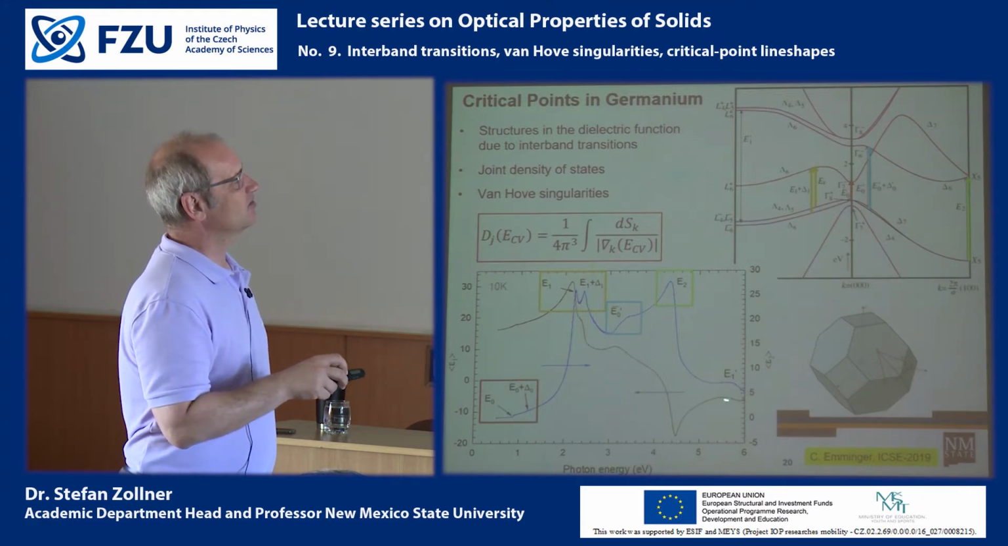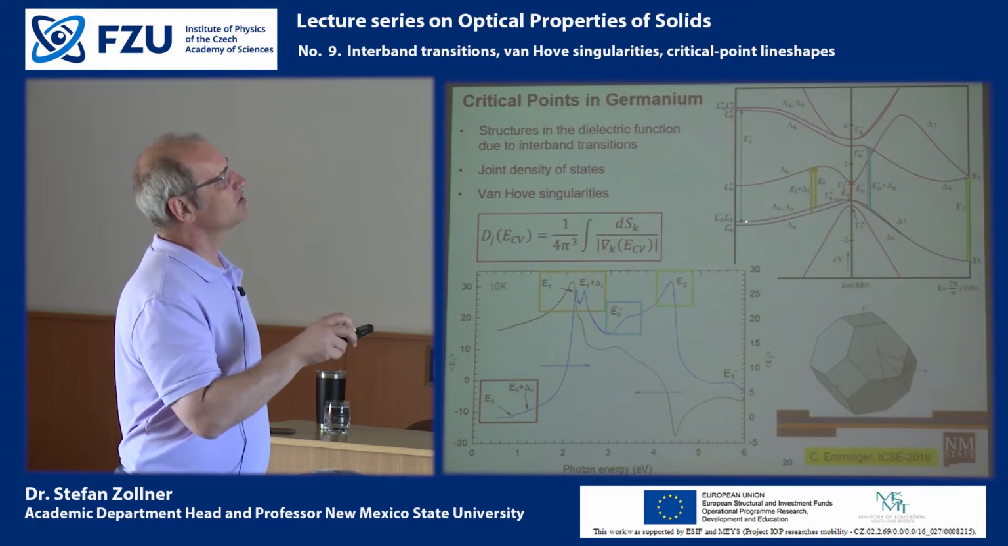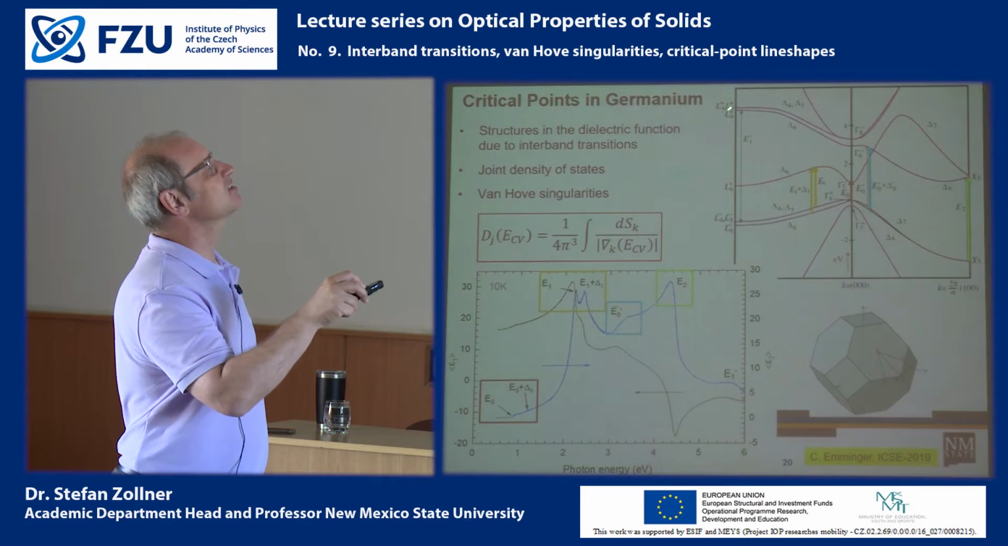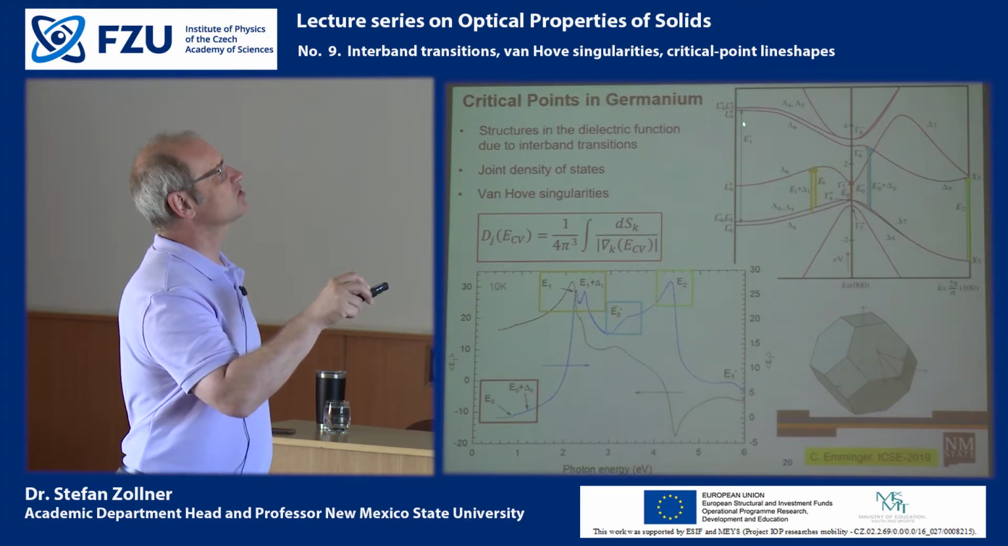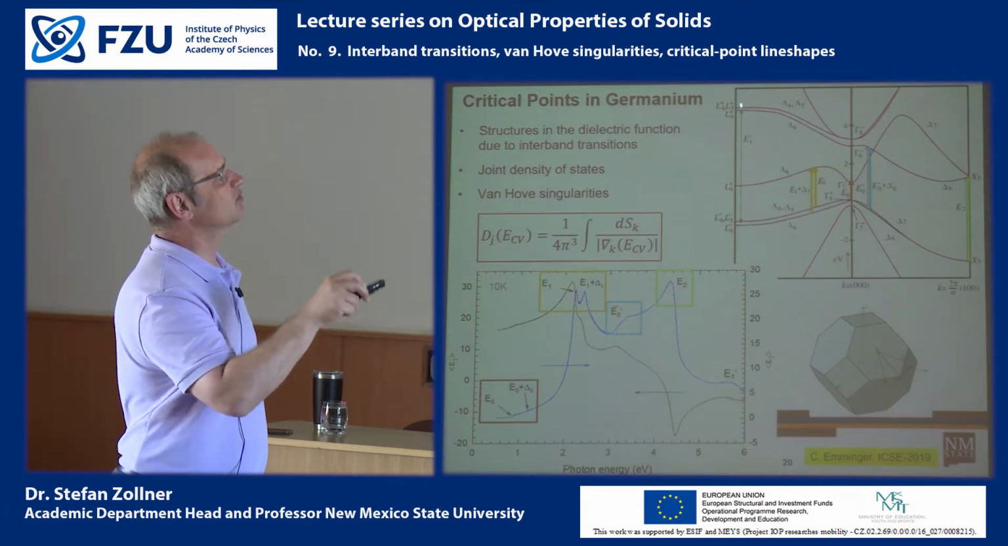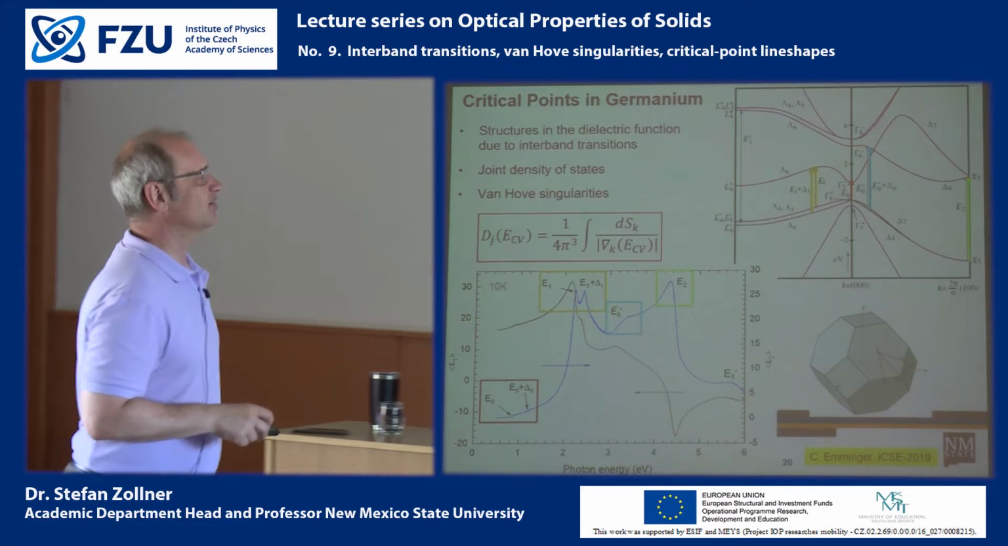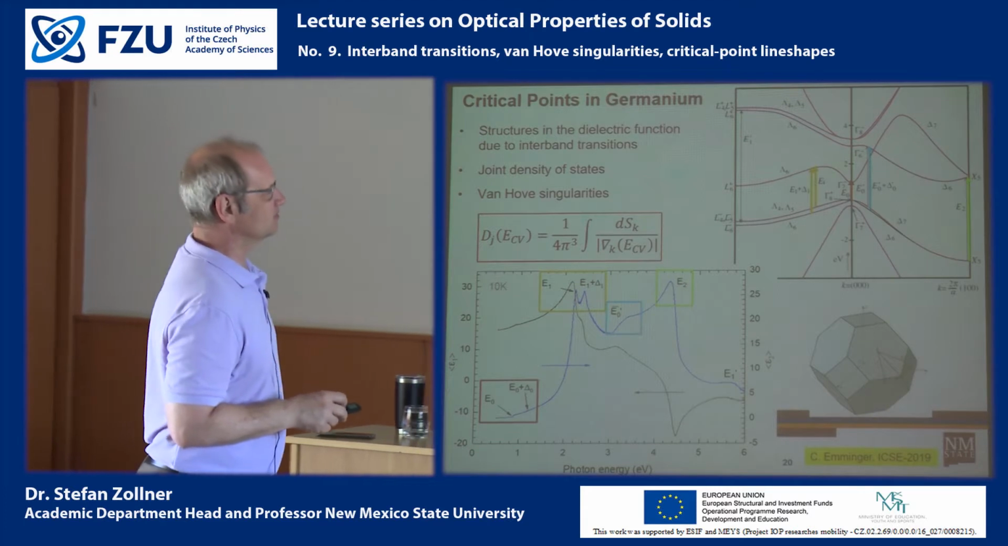And then we also have the E1 prime critical point, which goes from the highest valence band to the second lowest conduction band. So this is the E1 prime transition, which is occurring here at around 5.5 electron volts.